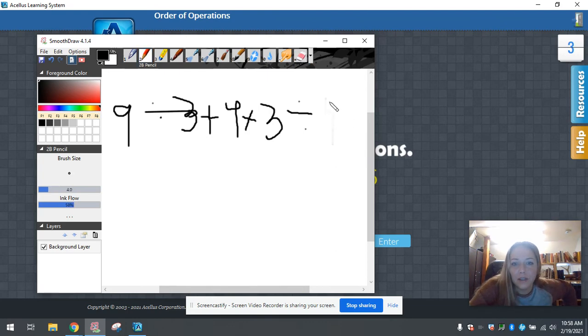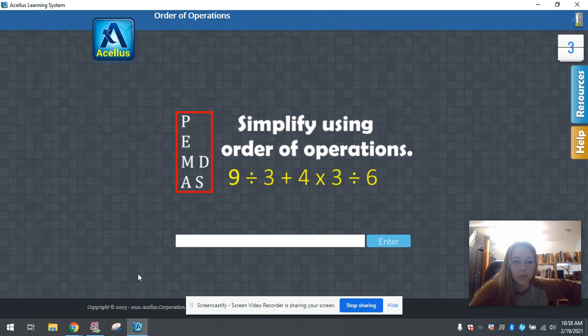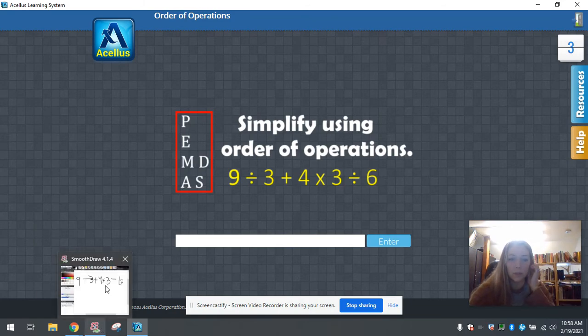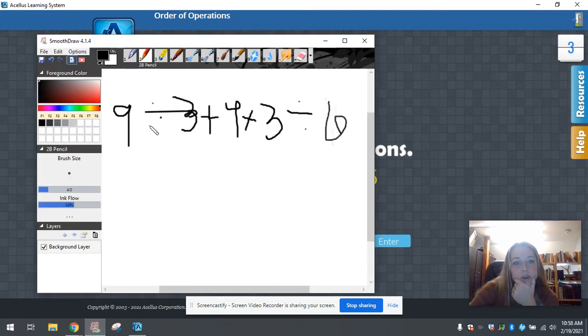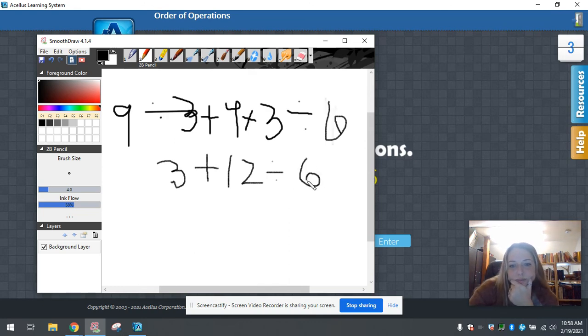Okay. Order of operations says there are no parentheses or exponents in this problem to be looking at. So when I look for multiplication or division from left to right, I'm going to solve those. So I've got 9 divided by 3 is 3. Plus, I've got 4 times 3, 12, divided by 6.